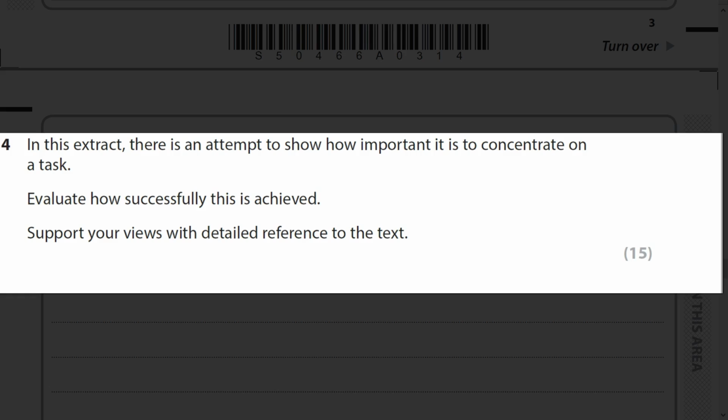Okay, so as with question 3, the basic wording is the same. So when you read this question, the bit you need to highlight is the bit that comes after "there is an attempt to show," because the bit "how important it is to concentrate on a task" is specific to this text. That is the focus of this particular question for this particular paper. That's the thing that you need to understand, so that your evaluation relates back to that in all of your comments.